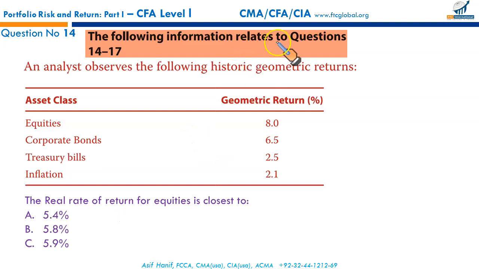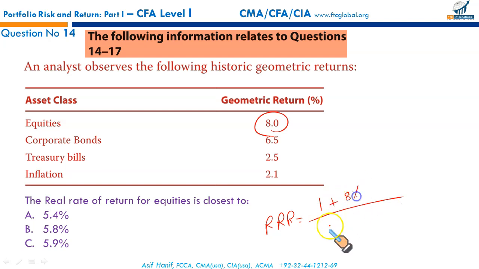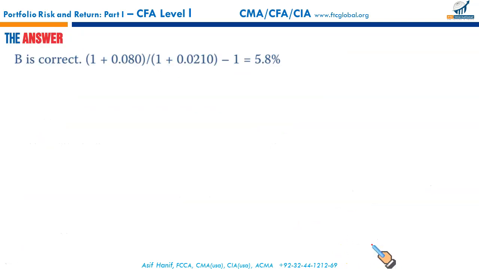The following information relates to questions 14 to 17. An analyst observes the following historical geometric returns: equities, corporate bonds, treasury bills, inflation. Question 14: the real rate of return for equities. We know the formula: real rate of return is equal to 1 plus the nominal return upon 1 plus inflation. If you do the simplification and deduct 1 from it, it will give you approximately 5.8%. So that makes B the correct option.